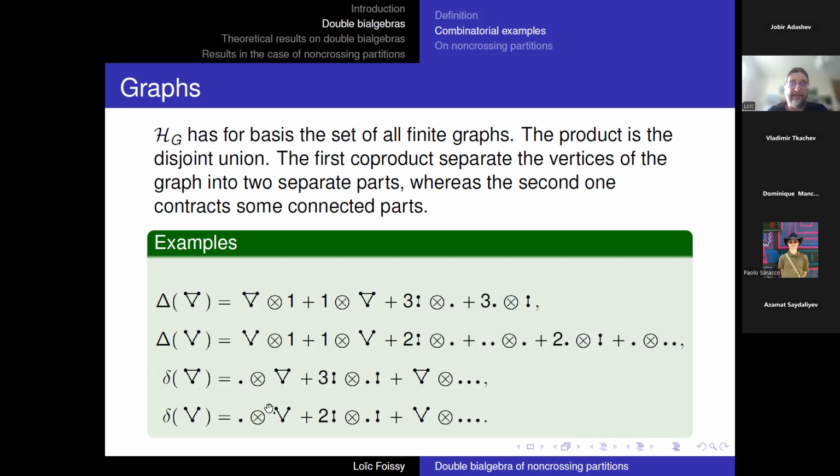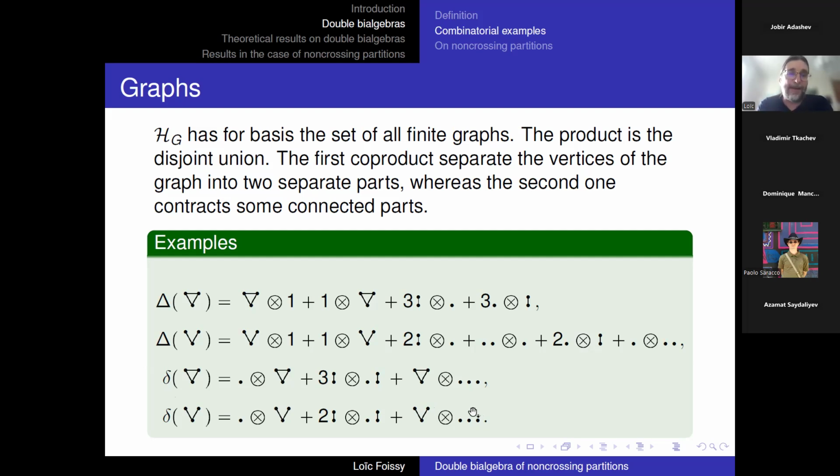And on the right, I just keep the edges I have contracted. So for example, here, I have contracted the two edges, so they appear here. Here, I have contracted this edge, it appears here, and this vertex remains alone, and the same for the other one. And here, I didn't contract anything, so I just have the vertices and no edge.